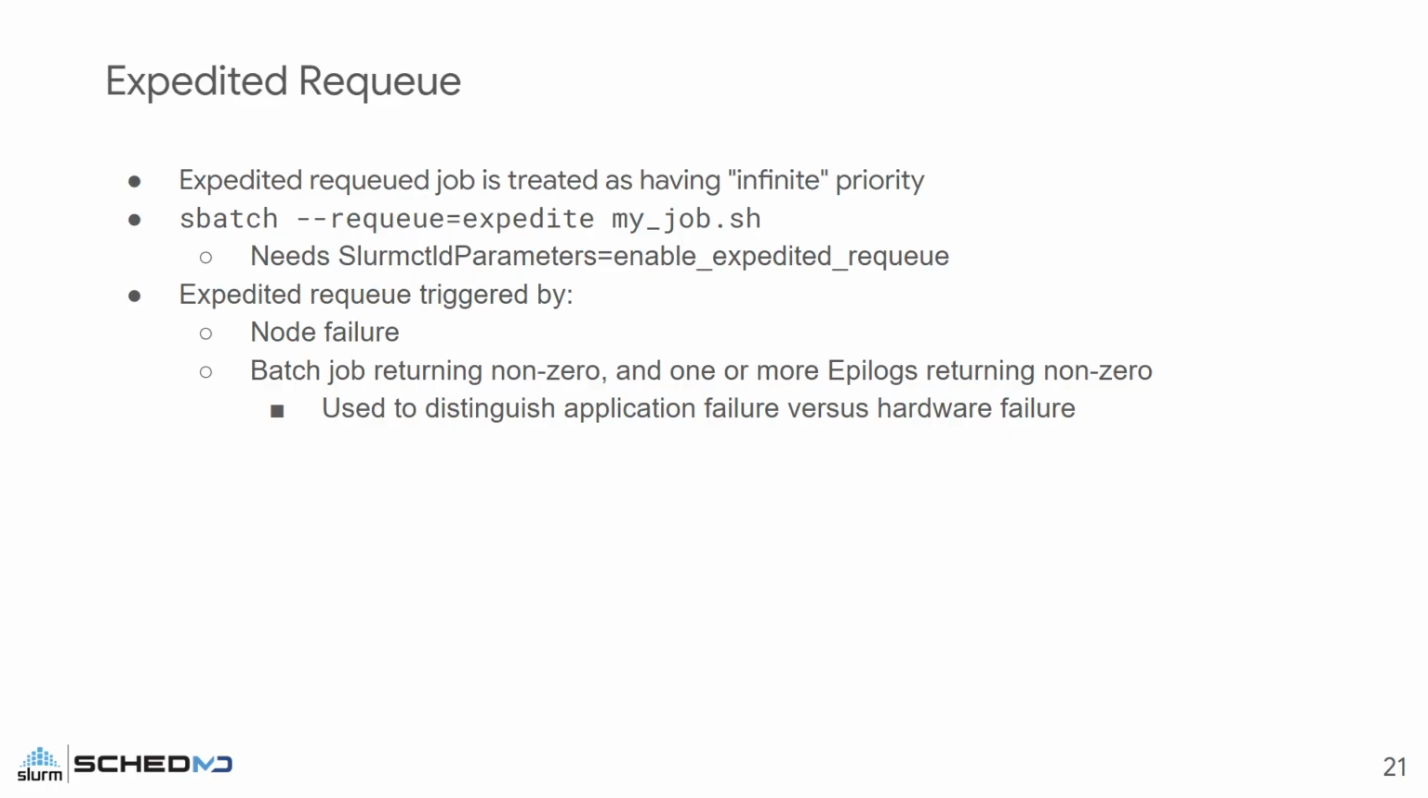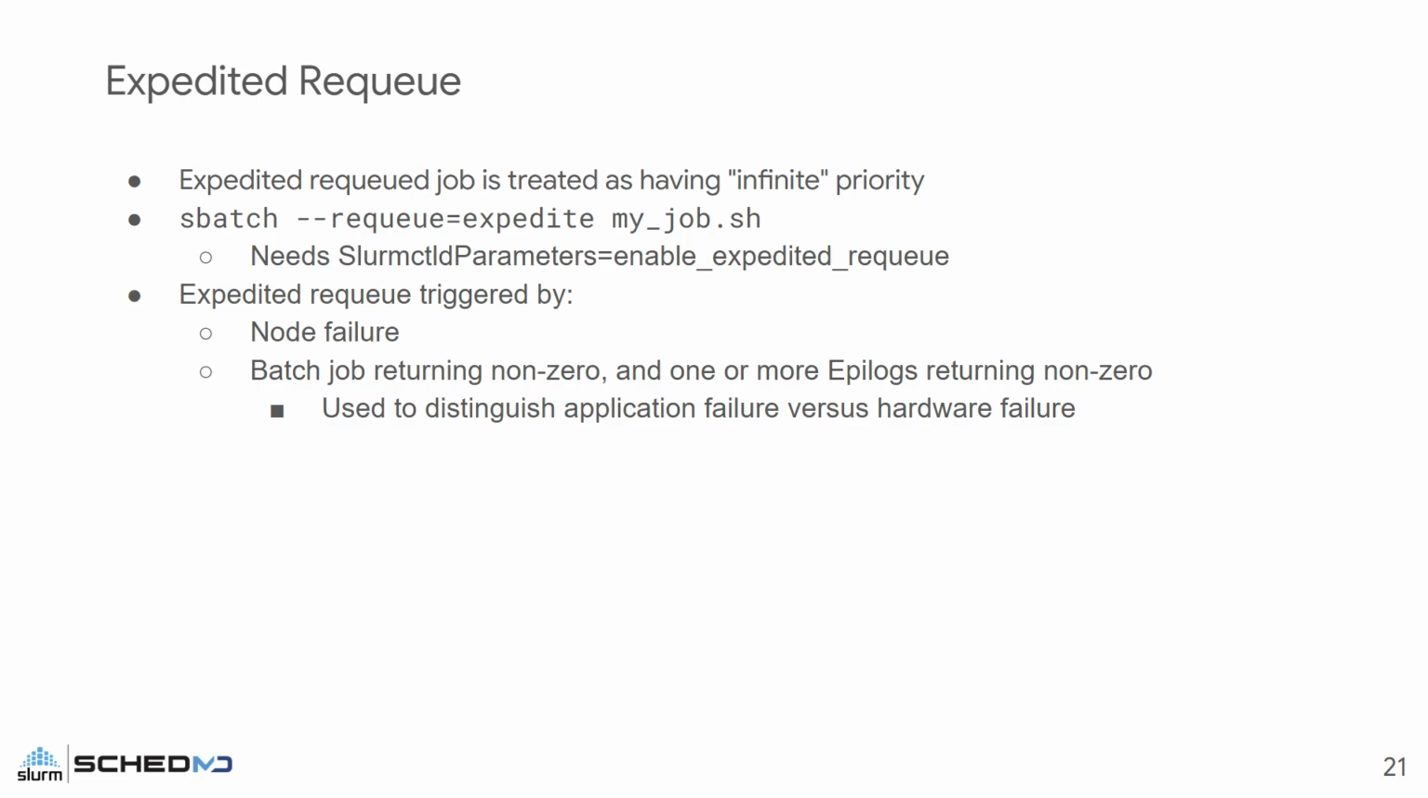So for expedited requeue jobs, if the job failed, that expedited requeue of the job is treated as having infinite priority. It does not sit there in the queue again at its prior priority level. It instead works at a layer completely removed from the normal job priorities. This does require explicitly enabling it first for the job with this new --requeue=expedite option, as well as for the cluster administrators to have enabled this globally with slurmctld parameters enable_expedited_requeue.